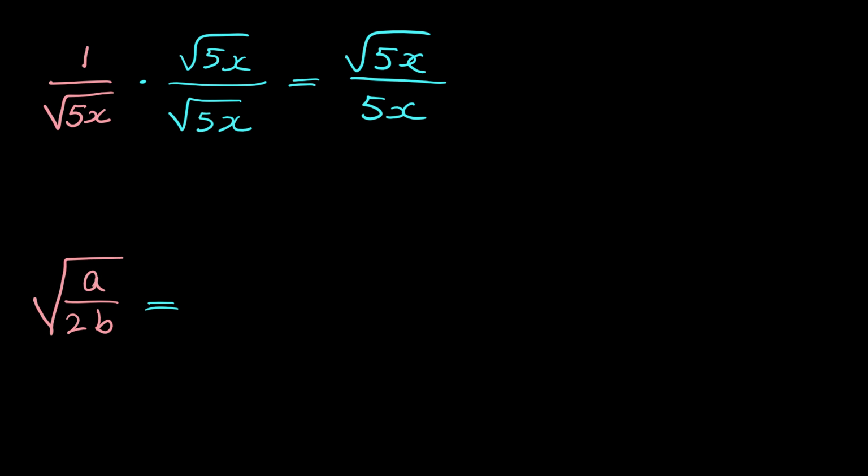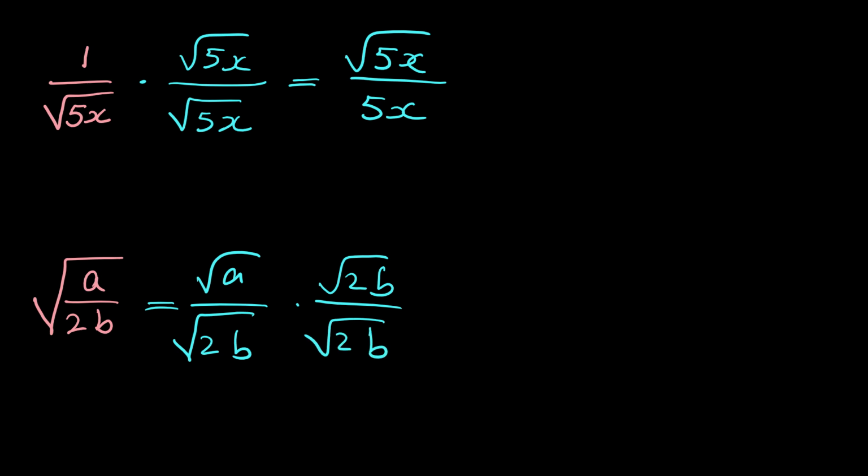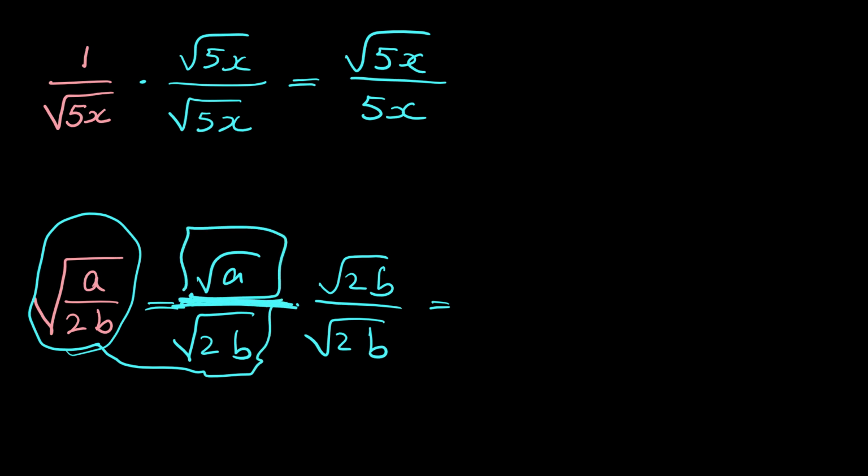I highly recommend you pause the video here. Try this question by yourself, then continue watching the video. We can write this in the form of radical a over radical 2b times radical 2b over radical 2b. So first, we separate the radical. Now we have a fraction. This is the numerator of the fraction. This is the denominator of the fraction. Now we want to rationalize the denominator.